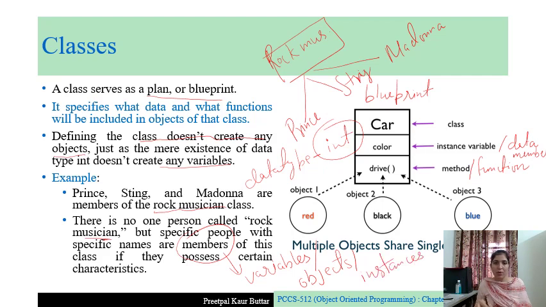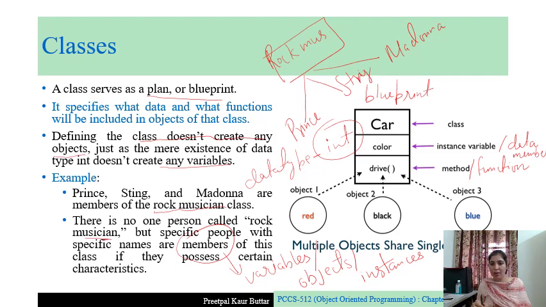Okay. So rock musician is a class. Prince, Sting, Madonna, they are members, meaning they are the objects of this class. Why? Because they possess certain characteristics which match this class. Similarly, car is a class and these are the members, or the objects of this class.